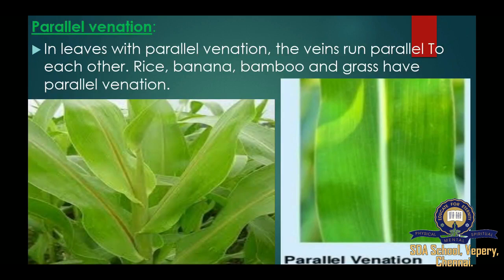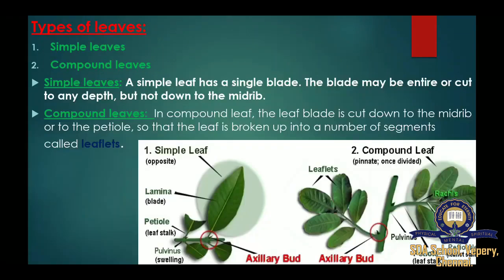Parallel venation. In leaves with parallel venation, the veins run parallel to each other. For example, rice, banana, bamboo, and grasses have parallel venation. And now we are going to discuss types of leaves. Leaves can be classified based on many anatomical and morphological features. Based on blade, it is divided into two types, simple leaf and compound leaf.